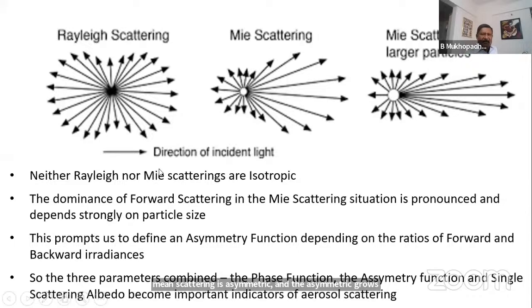And so we can summarize this information: neither Rayleigh nor Mie scatterings are isotropic. Please remember that. There is a theta dependence in different directions. It is different. So the moment you talk about scattering, forget about isotropic. It's only there up to absorption.